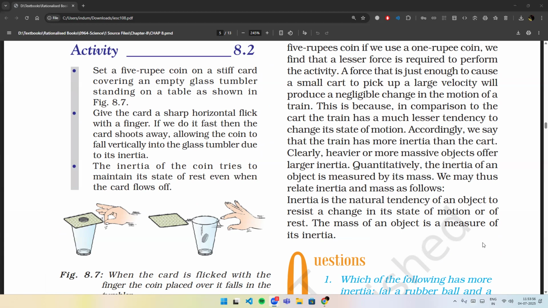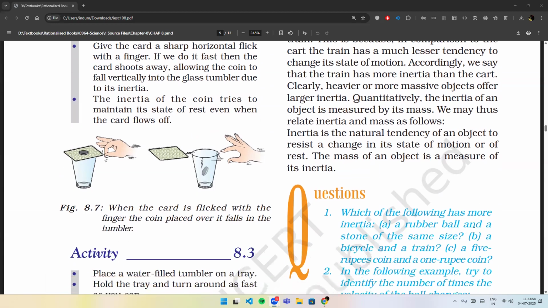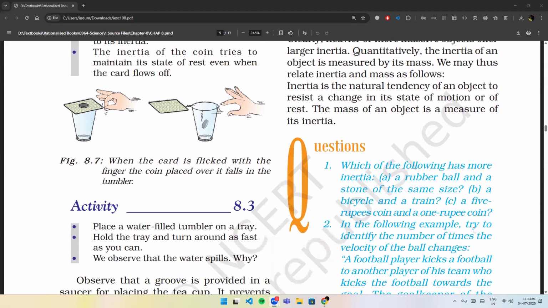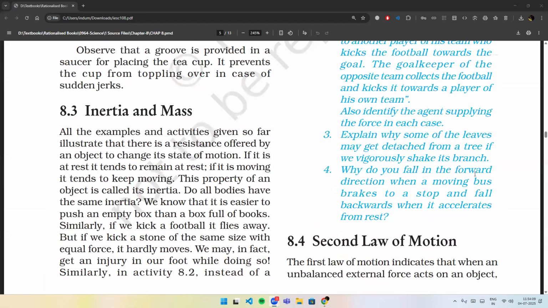We may thus relate inertia and mass as follows. Inertia is the natural tendency of an object to resist a change in its state of motion or of rest. The mass of an object is a measure of its inertia.